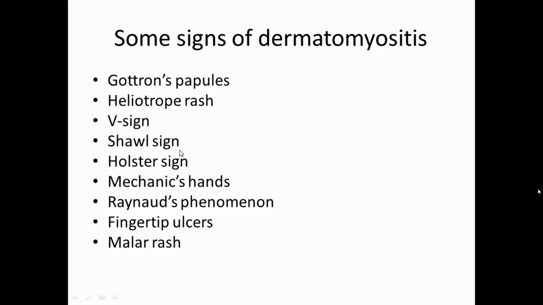Sol sign भन्ने हुन्छ. Sol ओर्ने ठाउँमा, back ma, upper back ma rashes हुन्छ. Sol sign हुन्छ. Holster sign भन्ने हुन्छ. Thigh ma rashes हुन सक्छ. Mechanics hands हुन सक्छ. Raynaud's phenomenon, that you already know, sequential color change of the fingers, and fingertip ulcers or malar rash can also sometimes be present.